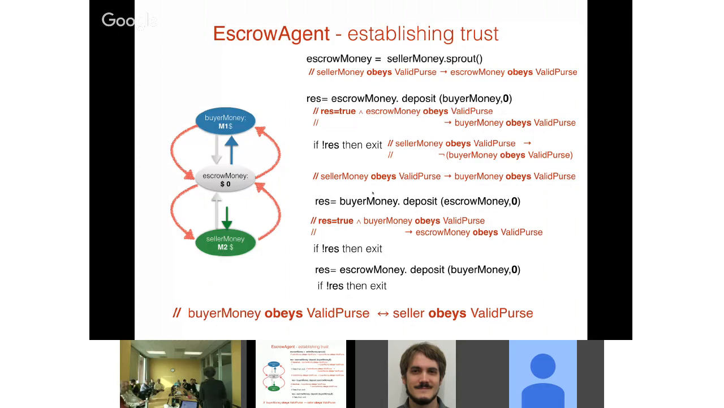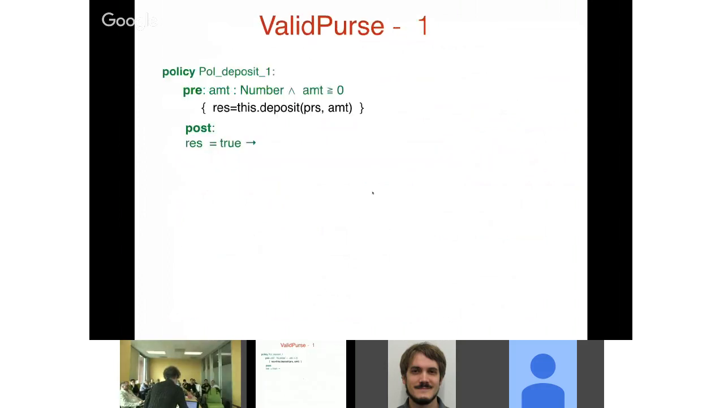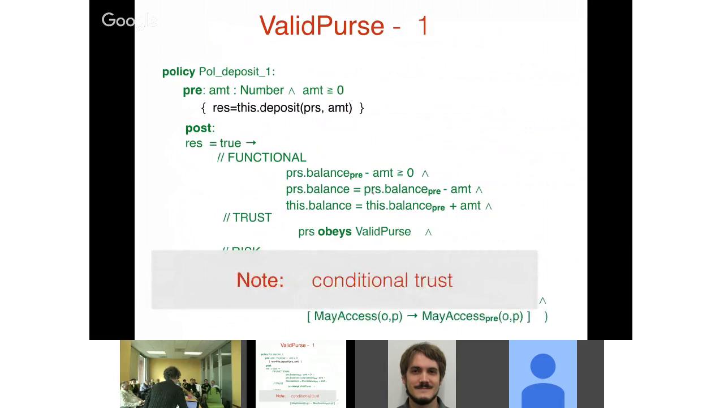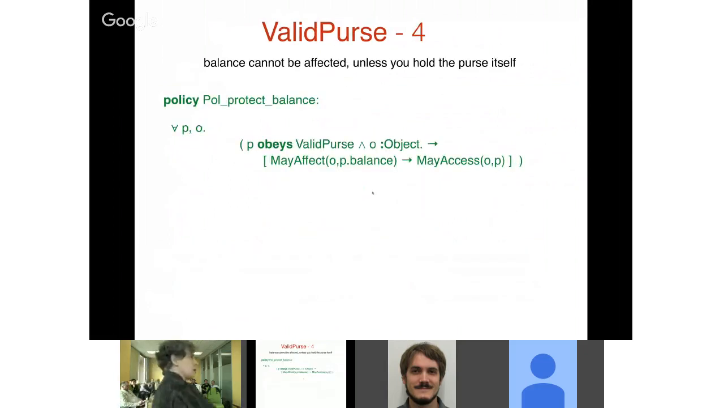So this specification does take care of aliasing, yeah? Well, it does not say explicitly. Perhaps we should go and look at what the specification says. This one, yeah? It says an object may affect the field balance of a purse P. May affect means it is able to call some method, and this method as a side effect will modify the value of this term. And it says if somebody can affect the balance, then he should have a path that leads to that purse in the heap.